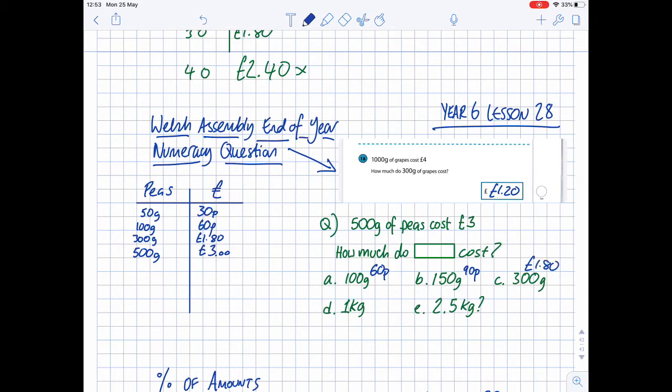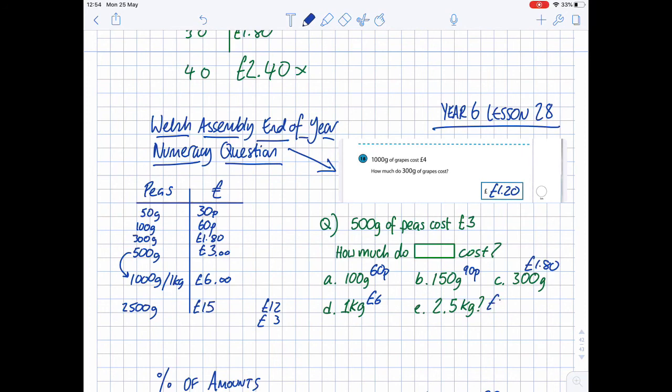1 kilogram is 1,000 grams, isn't it? I could have written it like that if I'd wanted, or I could have just written 1 kg, or I could double 500 there, which would mean I'd double my answer, which is £6. And the last one, which is 2.5 kilograms. So 2.5 kilograms is 2,500 grams. How can I get that from the amounts I've already worked out? Well, 2 lots of 1,000 is £12, and then 500 grams is £3. Add those together, I get £15.